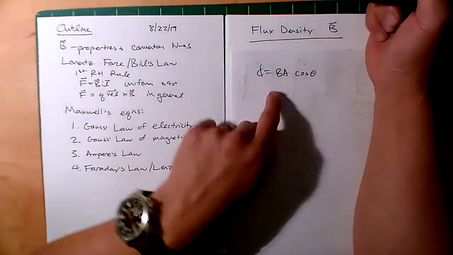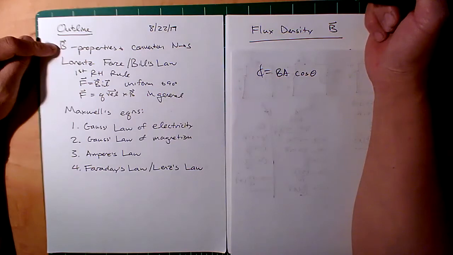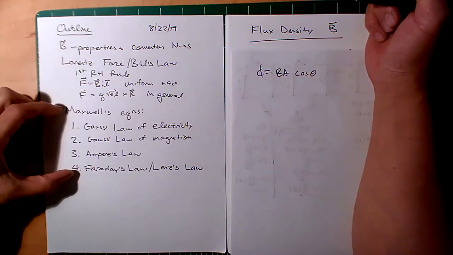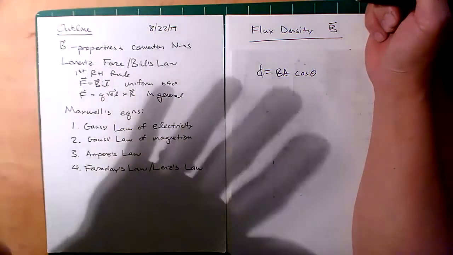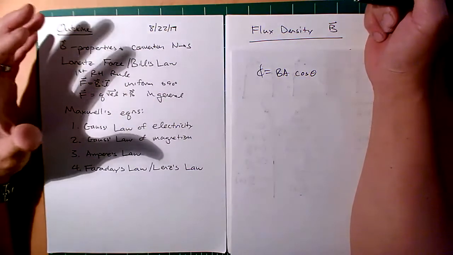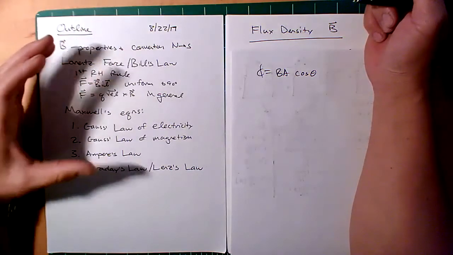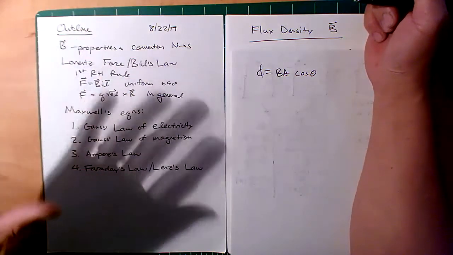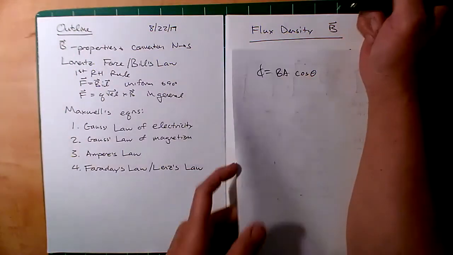But these 7 things: the definition of flux, the flux density convention, north to south, Lorentz force, and these 4 Maxwell equations. If you have these 7 things down, that is what the rest of this course is based on, okay? So make sure you have those 7 things memorized, and then the rest can be derived from this. Okay, so let's begin. Flux density.